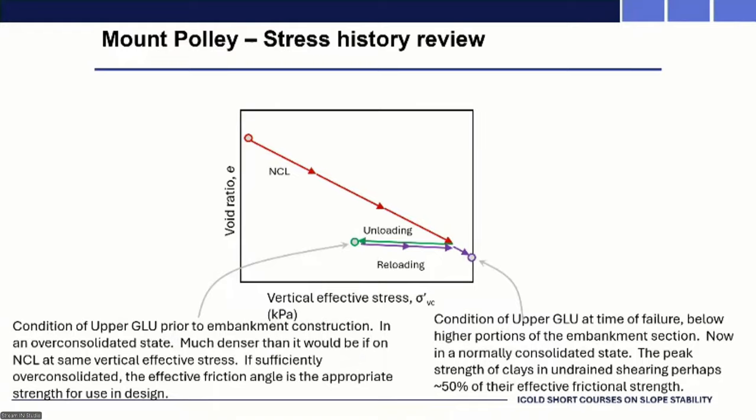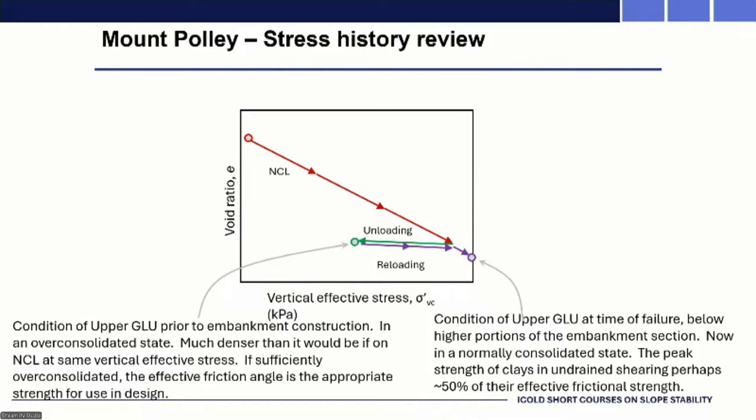But then once we get to this transition point and go beyond, that was probably the condition of that layer at the time of the failure. And certainly, it's more likely to have been that below the highest parts of the embankment. So you might have still had some regions in the over-consolidated state, but they would have been under lower embankment heights, most likely. So now it's in a normally consolidated state. And the peak strength is perhaps about 50% of the equivalent friction, effective stress strength.